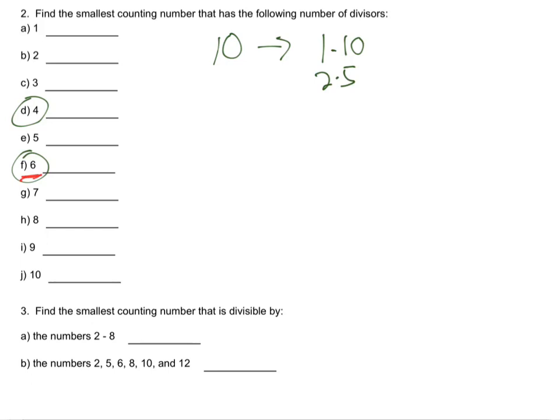12? I was thinking 12 also. I think so, huh? 1 times 12, 2 times 6, 3 times 4, and then they would repeat after that. Yeah, so that has 6 of them. Yeah, so 12. But is it the smallest? Probably. But it's for sure one number that has 6 divisors, right? But is it the smallest number with 6 divisors? Probably. How do you really find that out?